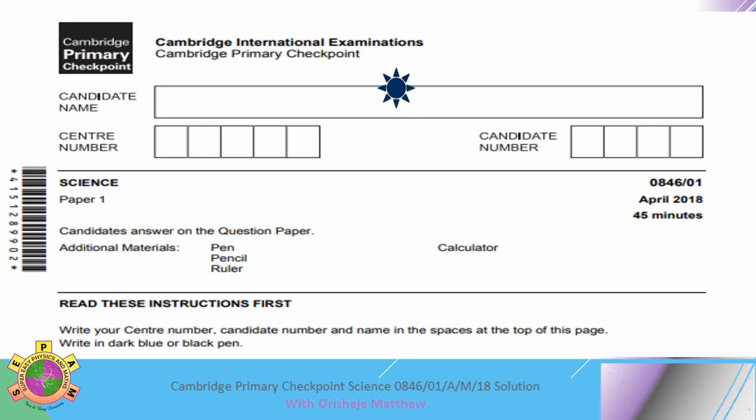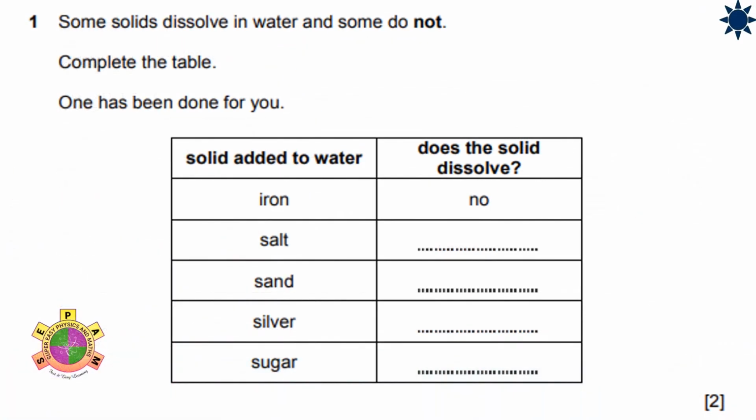Question 1. Some solids dissolve in water and some do not. So let's look at it. Iron is not soluble in water. Salt is soluble in water. What about sand? Insoluble. What about silver? Insoluble. What about sugar? Soluble.